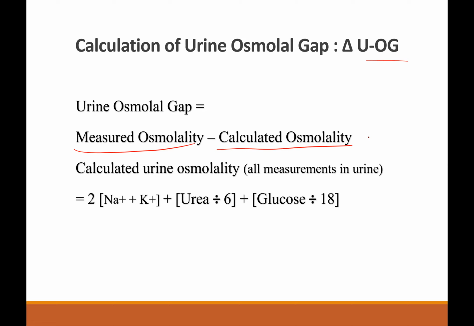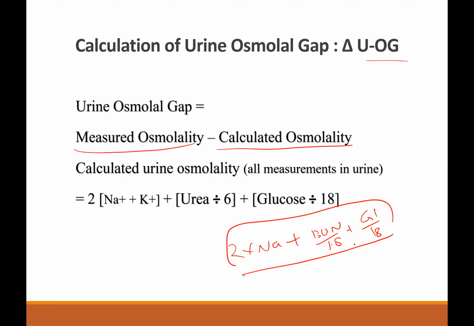And for calculation, there we were using 2 into sodium plus 1 divided by 1.8 plus glucose divided by 18. This is what we were using there for the plasma. Here, similar one only, slightly different. Instead of using blood urea nitrogen, we use the converted urea itself in the urine and divided by not 1.6 but by 6. And glucose, of course, the same, divided by 18.